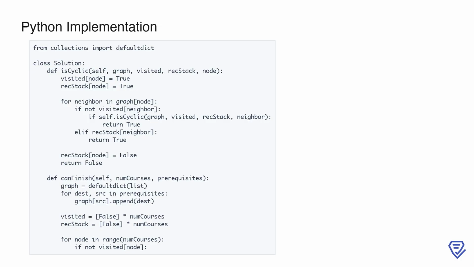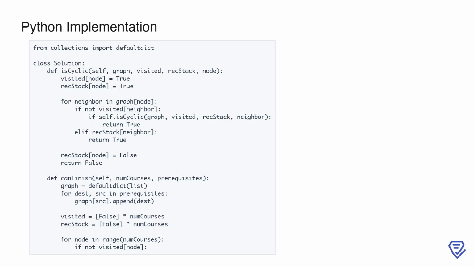Within the function, we mark the current node as visited and add it to the recursion stack. Then, we iterate over its neighbors. If a neighbor hasn't been visited, we recursively call acyclic on that neighbor. If a cycle is detected in this process, the function immediately returns true.